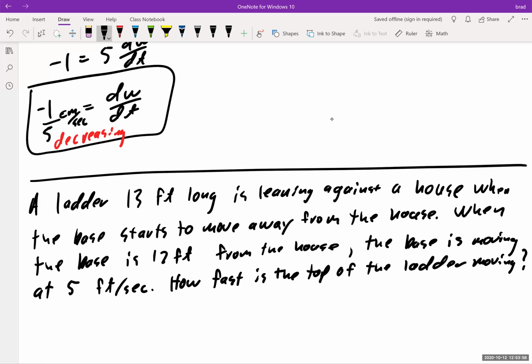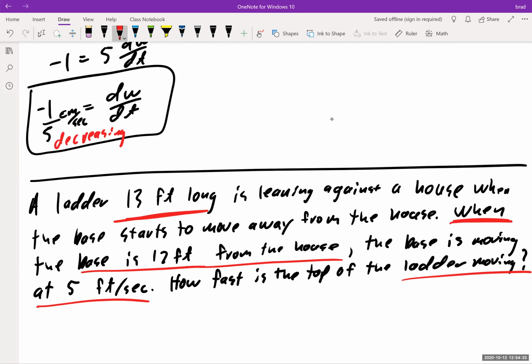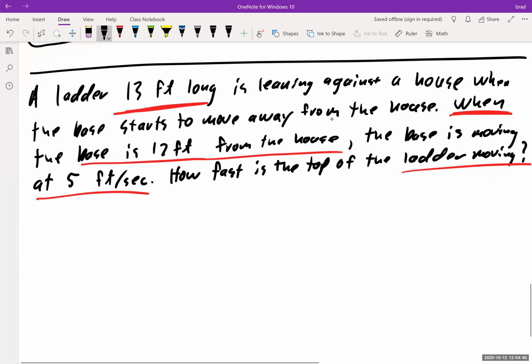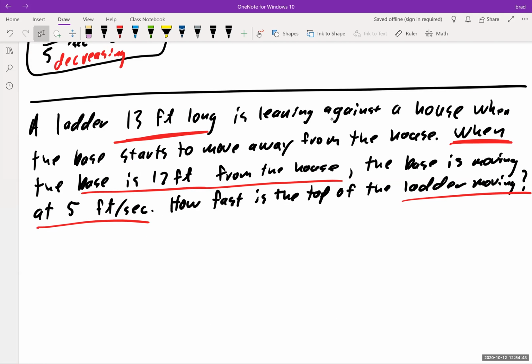Okay, so let's read this again. It says a ladder 13 feet long is leaning against a house when the base starts to move away from the house. So basically you have a ladder that started to slide away from a house. When the base is 12 feet from the house, the base is moving at 5 feet per second. How fast is the top of the ladder sliding down? So it says a 13-foot ladder, which is important information. When the base is 12 feet from the house, that's important too. The base is moving at a rate of 5 feet per second. And they want to know how fast the top of the ladder is moving. If the ladder is sliding down, it's going downward, so we probably will get a negative answer, depending on how we set up the problem. So what I'd like you to do is use the steps that I provided, pause the video, and try to draw your picture and set up what you've done, okay?